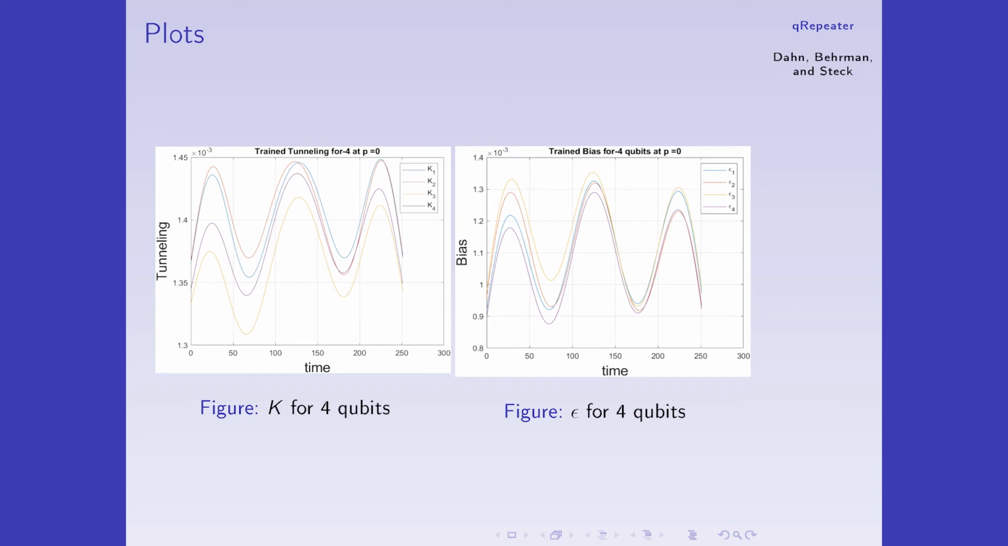And then these plots here are K and epsilon for the system of 4 qubits, which are the other two parameters that we trained, which are important. But really the importance of these graphs is to show the form of each of the parameters, which is sinusoidal over this time period, and that all the qubits have very similar coupling and parameter terms, but not exactly the same, which is interesting because theoretically they all should.